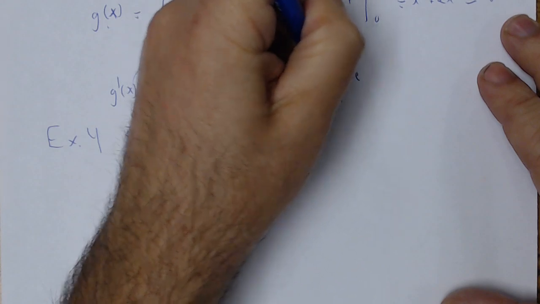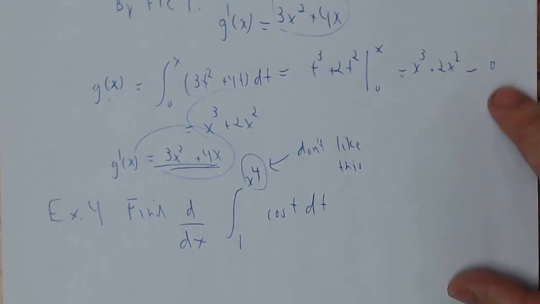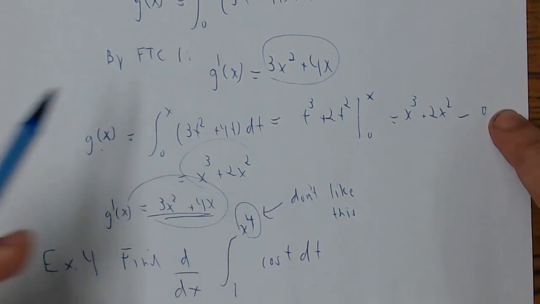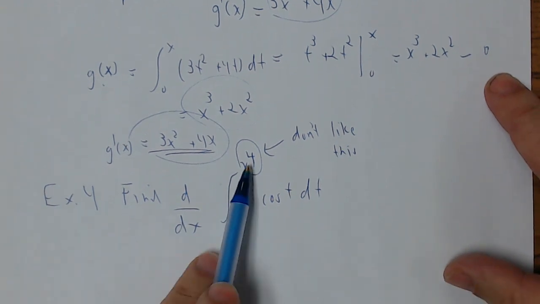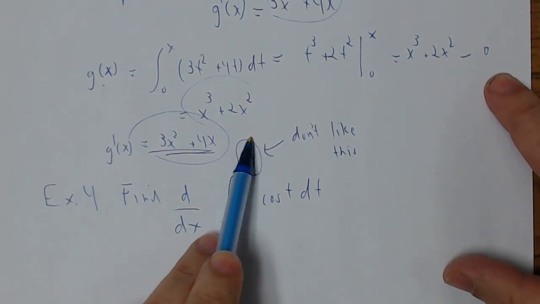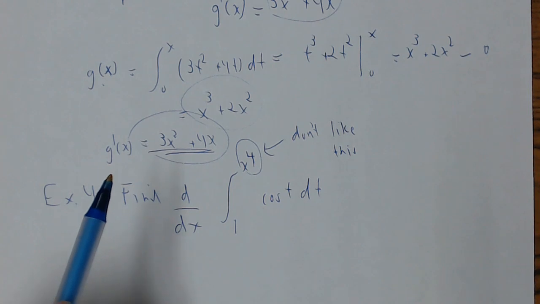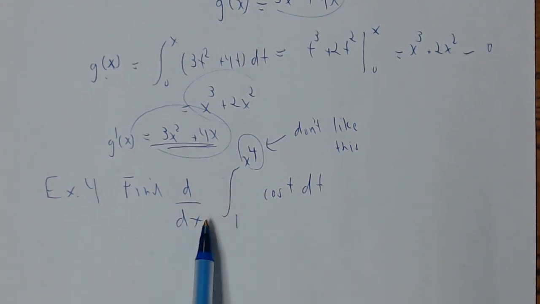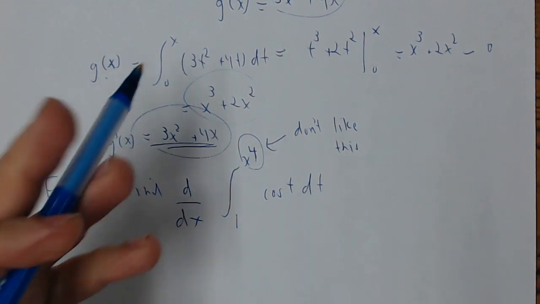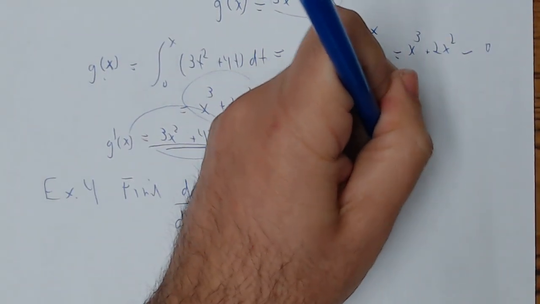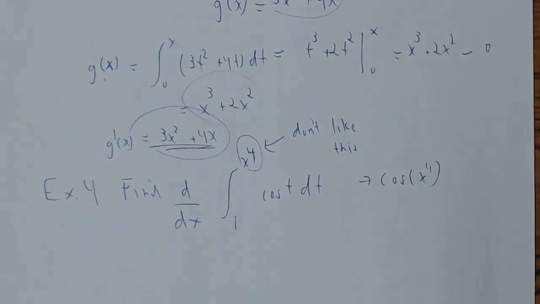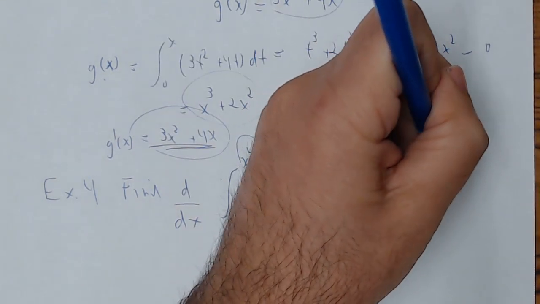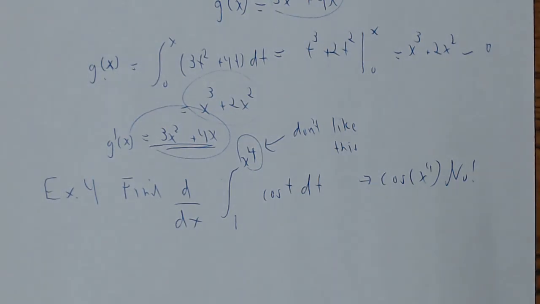It's not as simple as going from 0 to x or a to x. It's going from a constant to something other than just x. So a common mistake people make is they say, oh, the derivative of the antiderivative would just be cosine of x to the 4th. And that is actually false. So this is not true, okay?